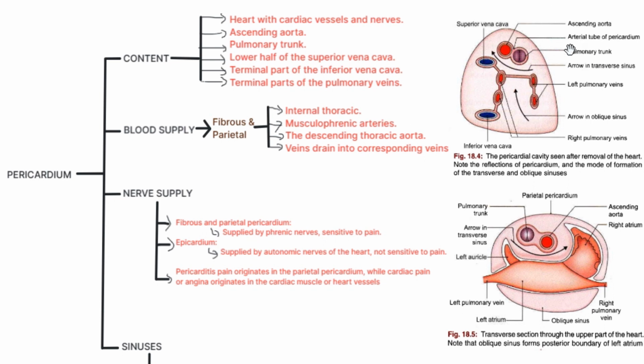Here on the figure, you can see figure 18.4, the pericardial cavity seen after the removal of the heart. You can see the following structures: superior vena cava, ascending aorta, arterial tube of pericardium, pulmonary trunk, arrow in the transverse sinus, left pulmonary veins. This is your arrow towards the oblique sinus. Then these are your right pulmonary veins, and this is your inferior vena cava.